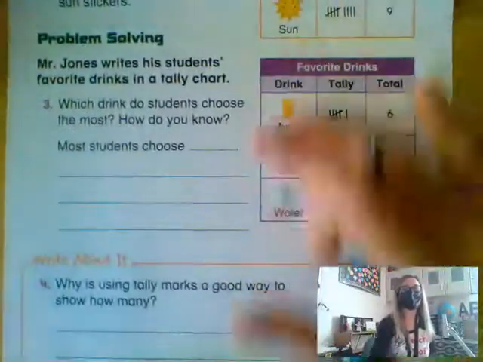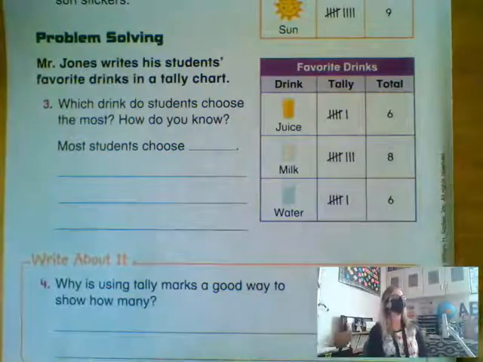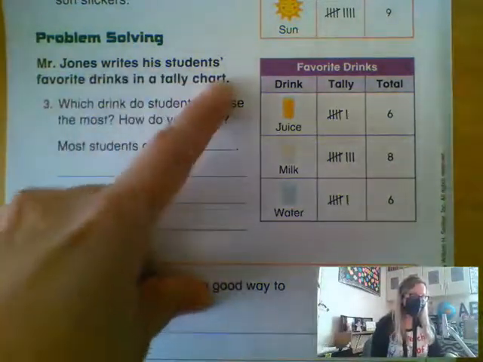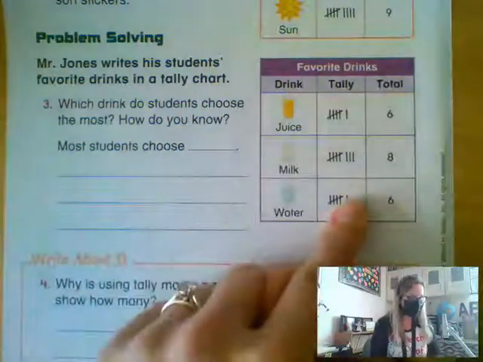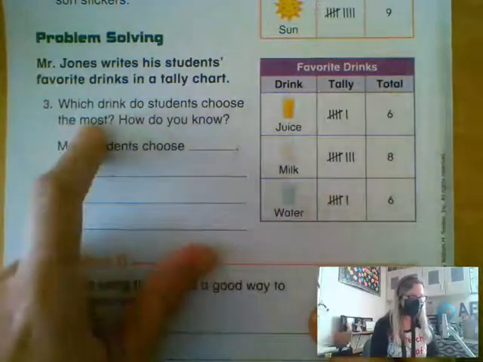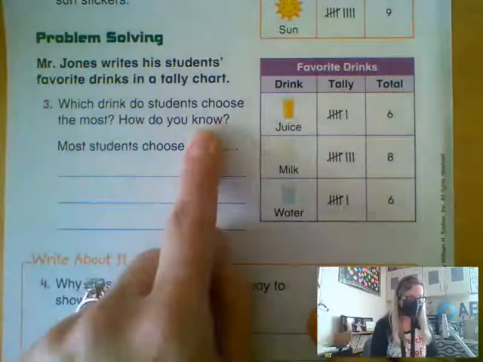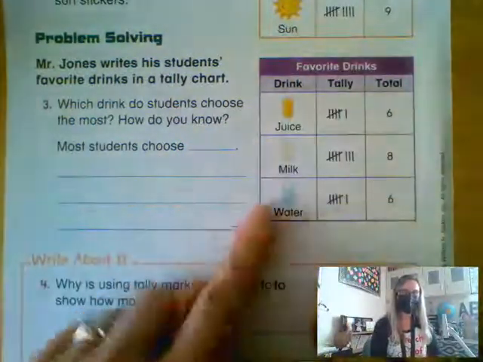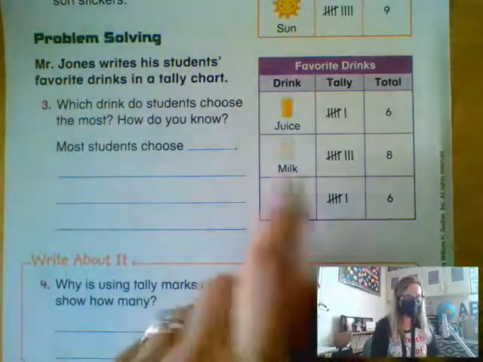We're looking at the favorite drinks chart. This is kind of like what we did this morning. It says, Mr. Jones writes his students' favorite drinks in a tally chart. Which drink do students choose the most, and how do you know? So looking at the tally chart, Isaac, which drink did the most students choose? Milk. And how do you know?